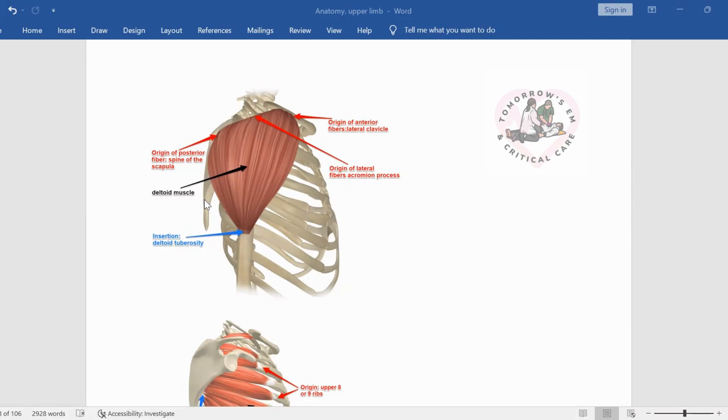What are the functions of the deltoid? Abduction of the shoulder, abduction of the arm, from 15 to 90 degrees. Sometimes one or two books say 15 to 100. Just keep it in your mind: 15 to 90 or 100. It is supplied by the axillary nerve, root value C5, C6.